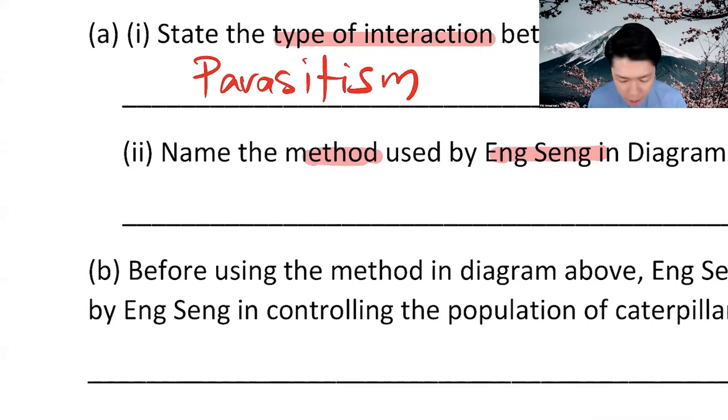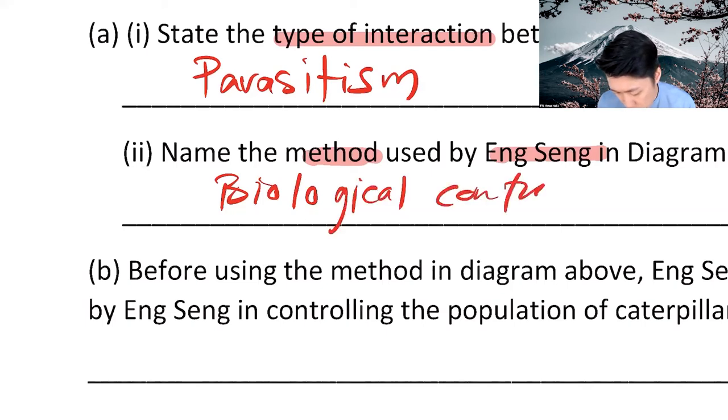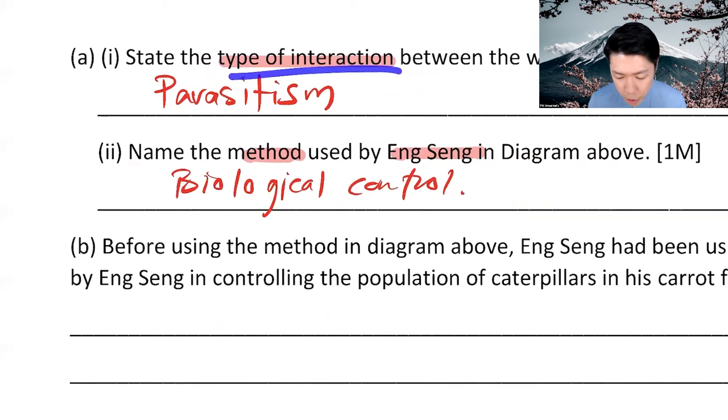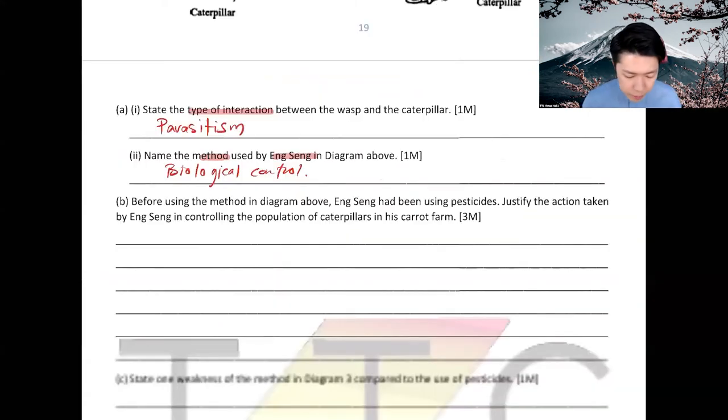mutualism, commensalism. Method used by Ikson. What is he using? This is called biological control. Okay? You know what's the difference here? So what I always encourage you to do is to highlight what your question is asking. Okay? So there you go.